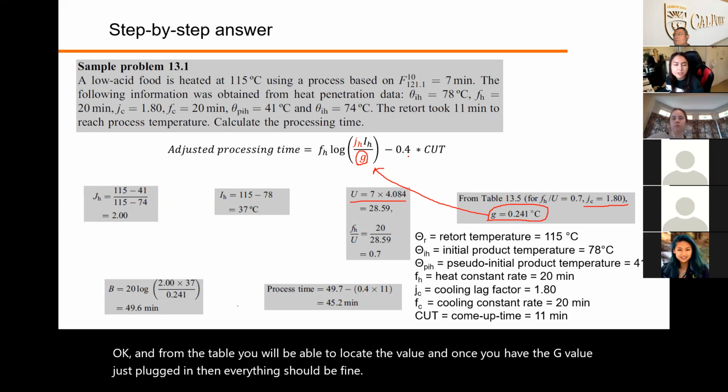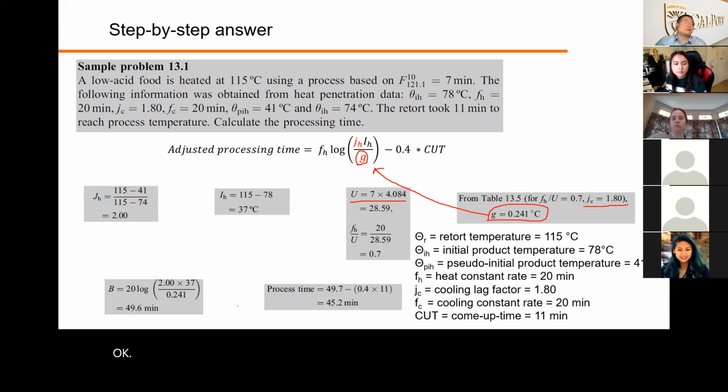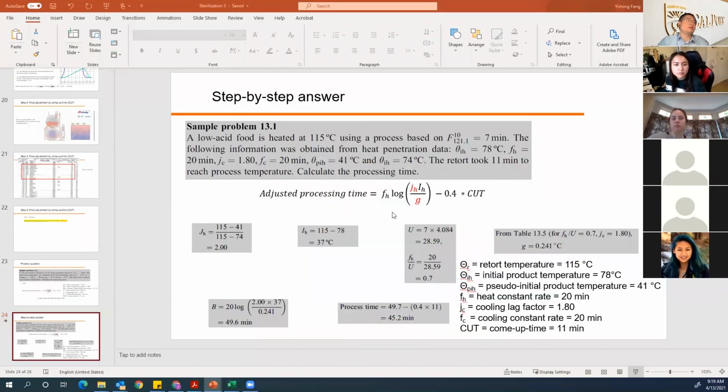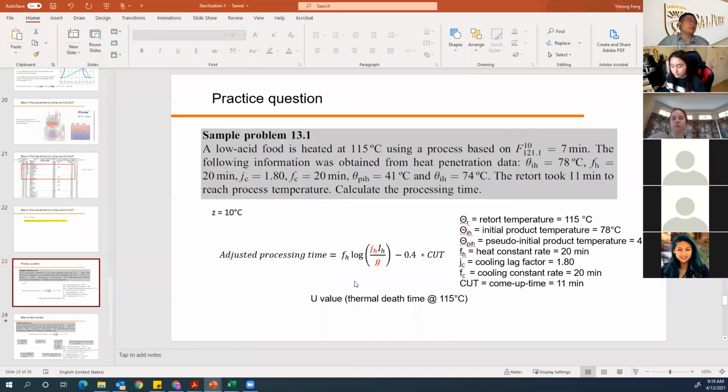I actually have a question on calculating the U value. I'm kind of confused where they got the 4.084. Okay, so let's do this together, okay?